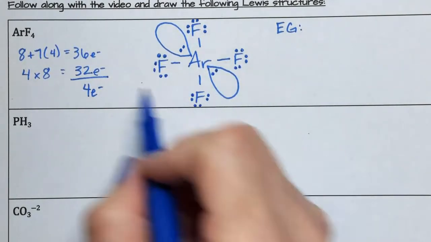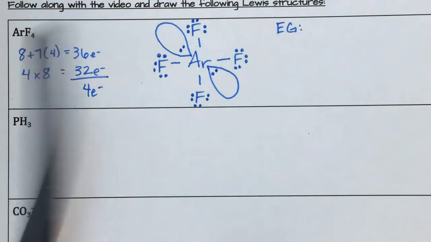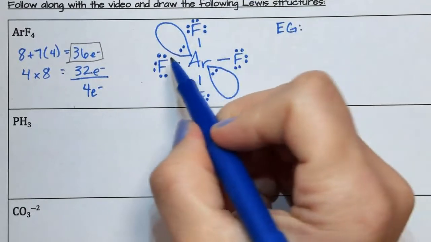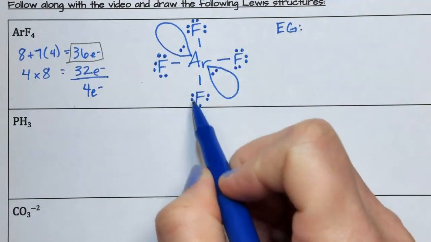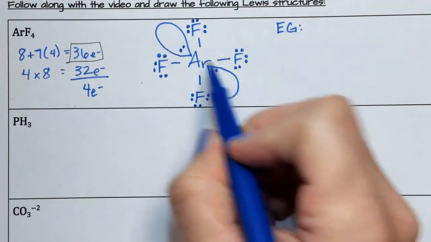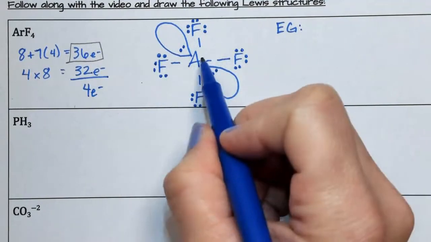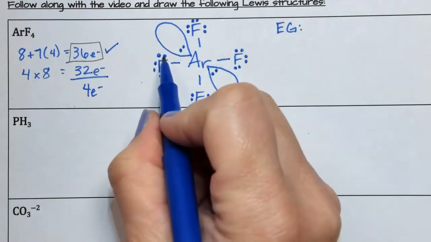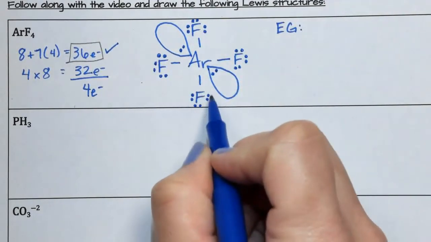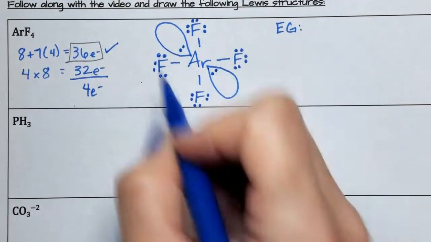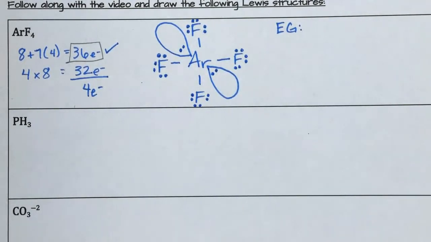And finally, I should check my total, and my total should equal the original 36 that I calculated. So if we count the total, we have 2, 4, 6, 8, 10, 12, 14, 16, 18, 20, 22, 24, 26, 28, 30, 32, 34, 36. So I do have a total of 36 electrons in my drawing, and every single element has at least 8 electrons around them.